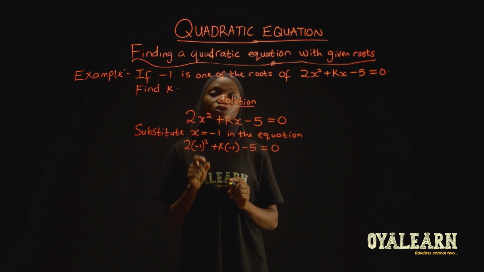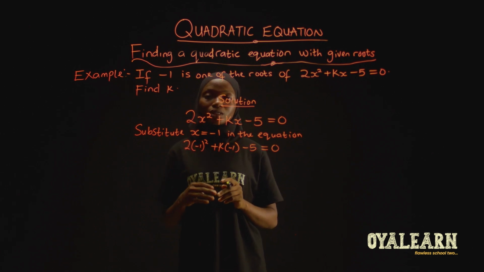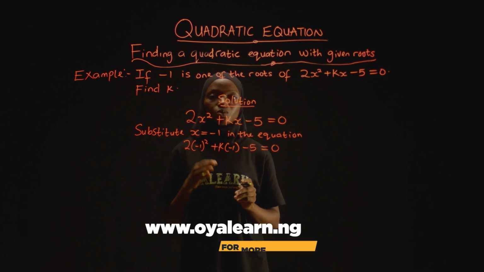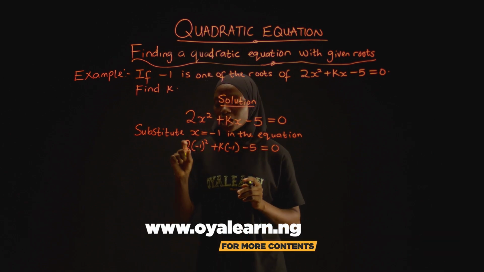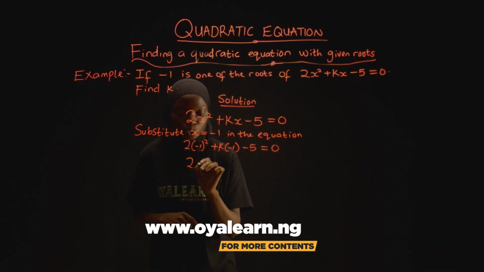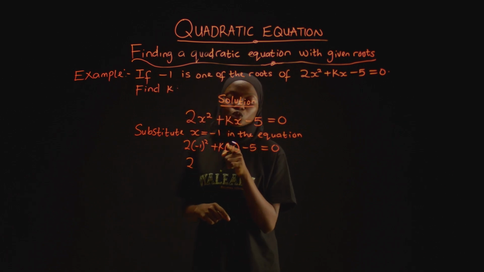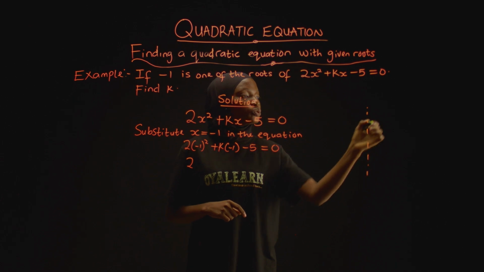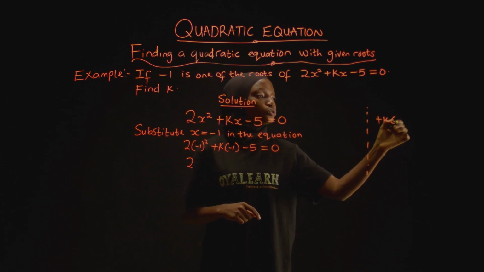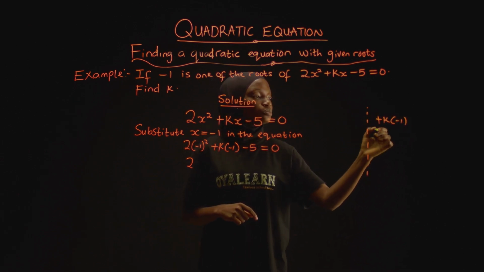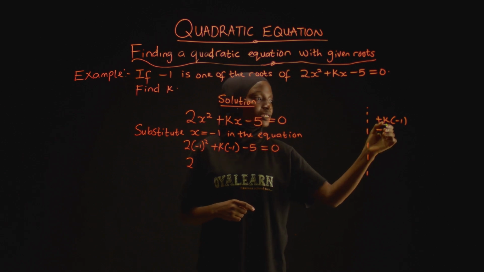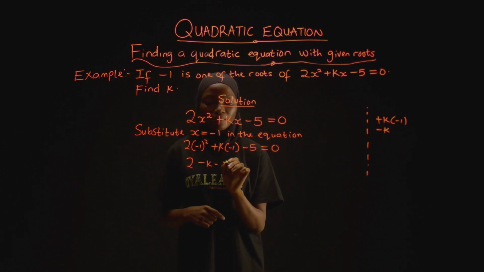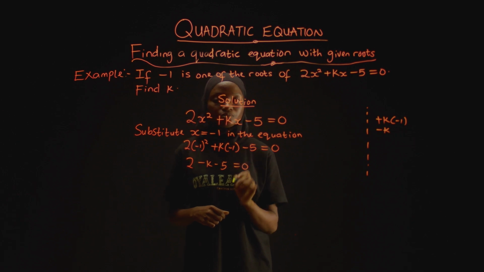Now minus 1 raised to the power of 2 here means minus 1 times minus 1. So we do minus times minus plus, 1 times 1, 1. So we have 1. And 2 times 1 here, 2. K into minus 1, we have plus k into minus 1. Plus times minus is minus, k times 1, 1k, which is k. So we have minus k.